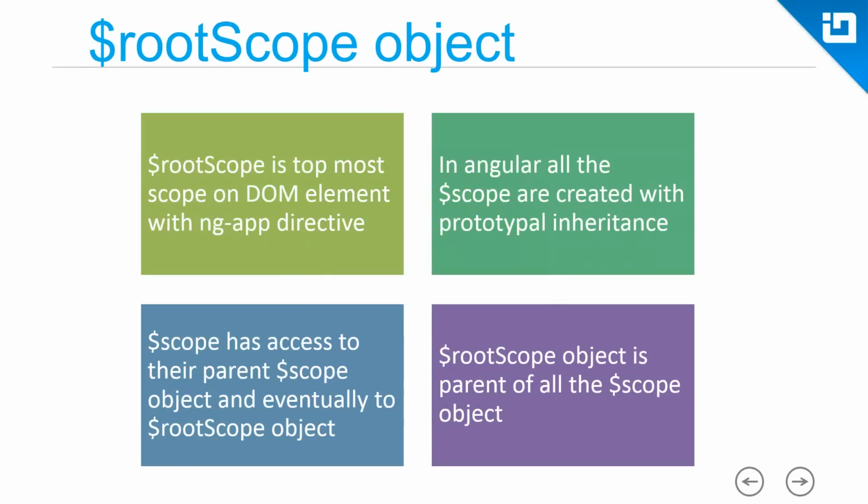A controller can nest another controller inside it, and then the scopes of those two controllers will follow prototypal inheritance. Great. Then a scope has access to its parent scope object and eventually to the rootScope object. We'll see that in a demo in a while. The rootScope object is the parent of all scope objects. So these 4 points are very important about the rootScope.